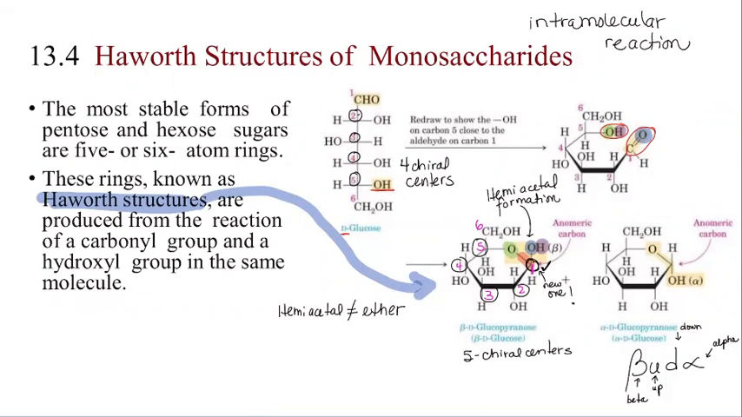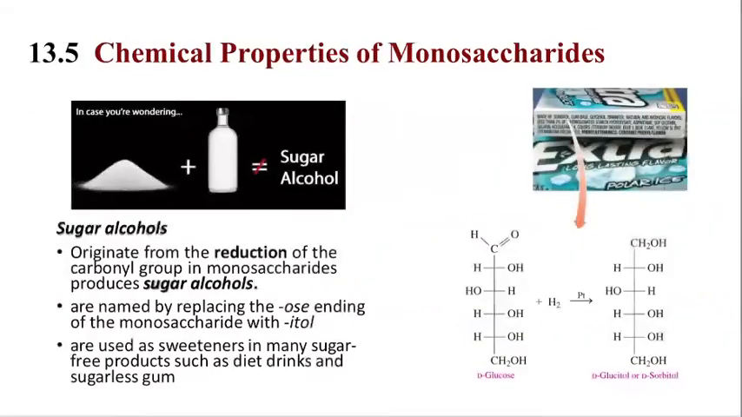Then since there are no questions, let's continue talking about the chemical properties for monosaccharides, starting with looking at the formation of sugar alcohols. So sugar alcohols, in case you're wondering, is not when you put sugar in your alcohol, okay? Sugar alcohol is actually a compound.